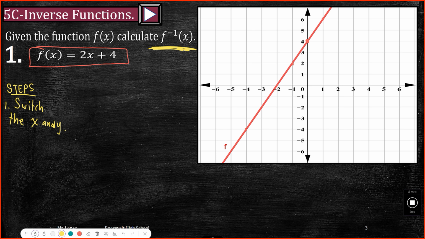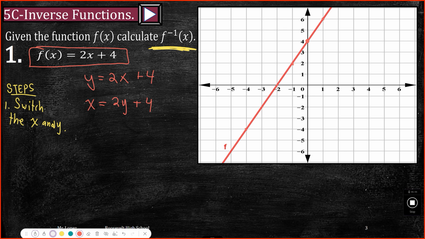So here, f of x as it is, even before step 1, f of x is y. So let me write down y equals 2x plus 4. Now we're going to do step 1. Wherever you see a y, you're going to turn it into x. So y becomes x. And wherever you see an x, you're going to turn it into y. So it'll be x equals 2y plus 4.